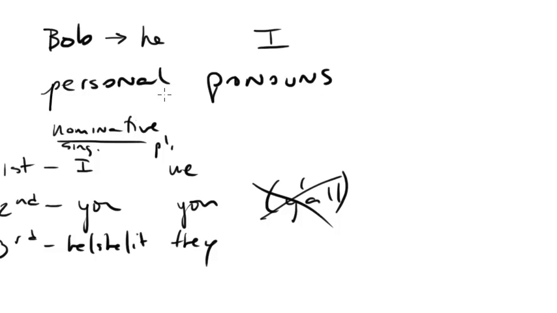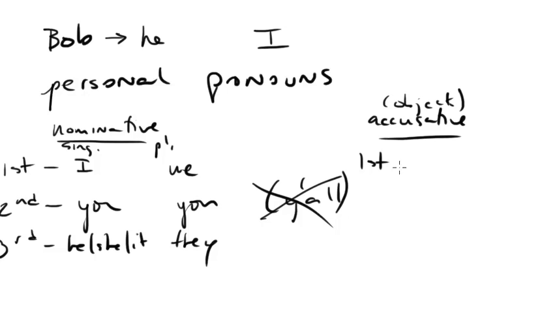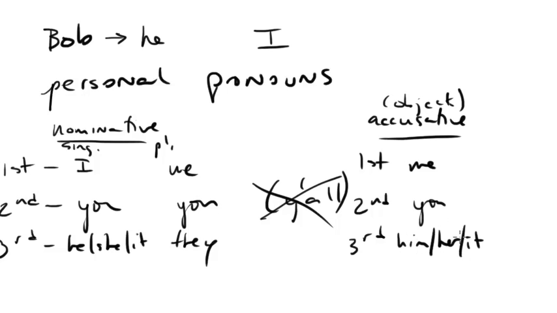Okay, sometimes, though, the pronoun is going to act as the object, or the thing that receives the action. So this is going to be what's called the accusative case, or object case. You don't need to know this specifically, you just need to know. So for instance, if it's he hit me, right, it's not he hit I, it's he hit me, first person singular. He hit you, so you stays the same. He hit him, her, and it stays the same.